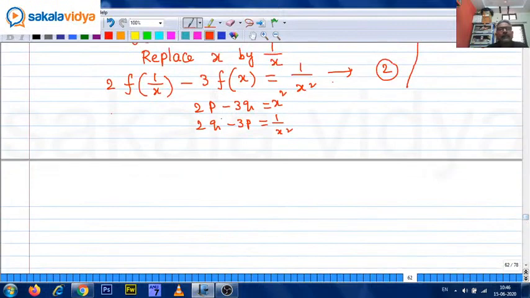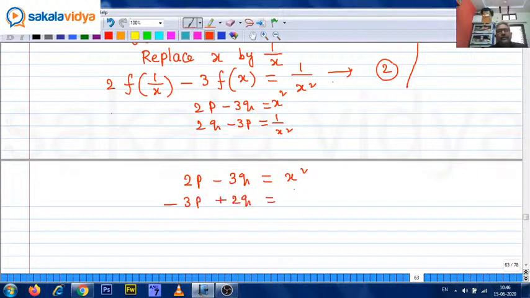We require only the p value. The p value is enough. That's why this can be written as 2p minus 3q over x square, minus 3p plus 2q equal to 1 by x square. You need to apply the eliminating method. Eliminating method means multiply this one with 3, this one with 2.